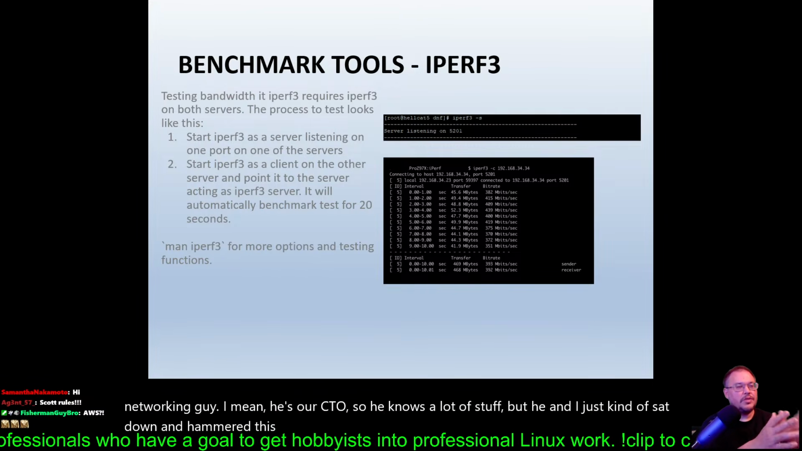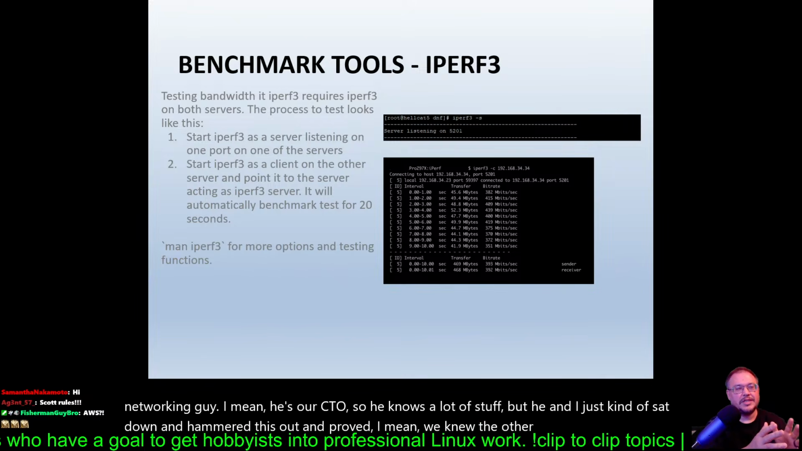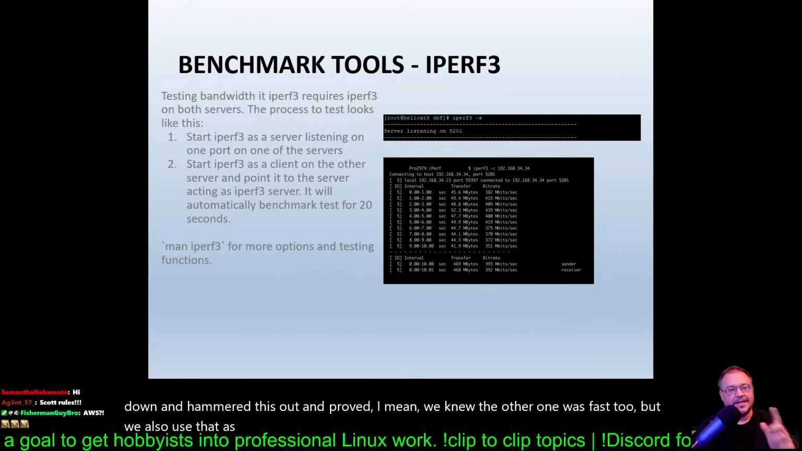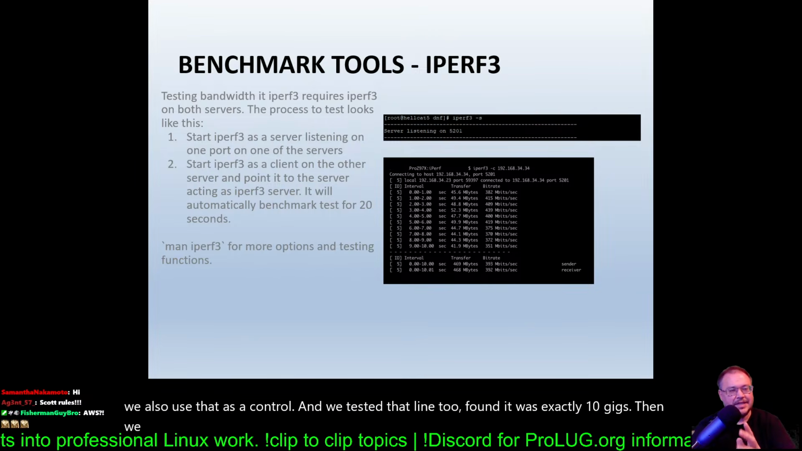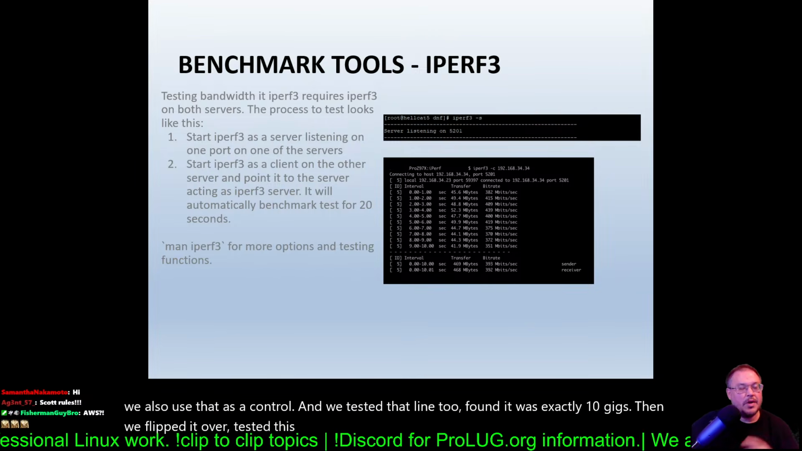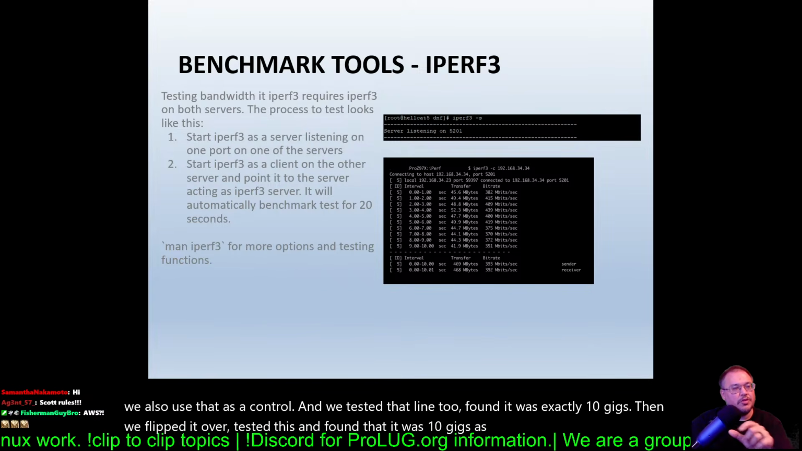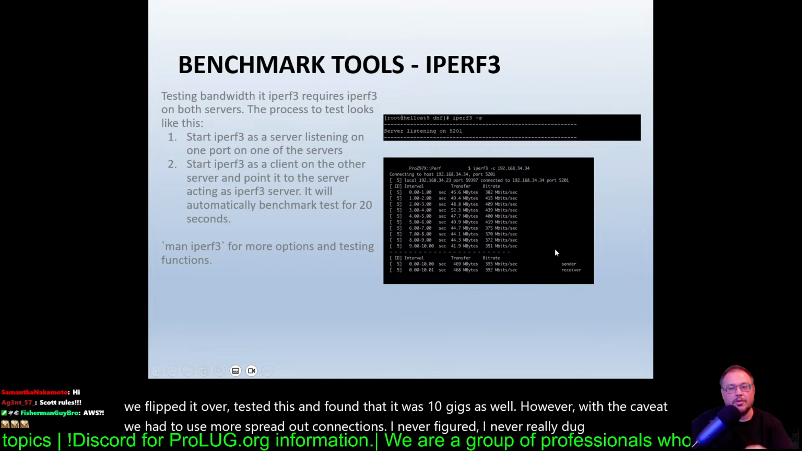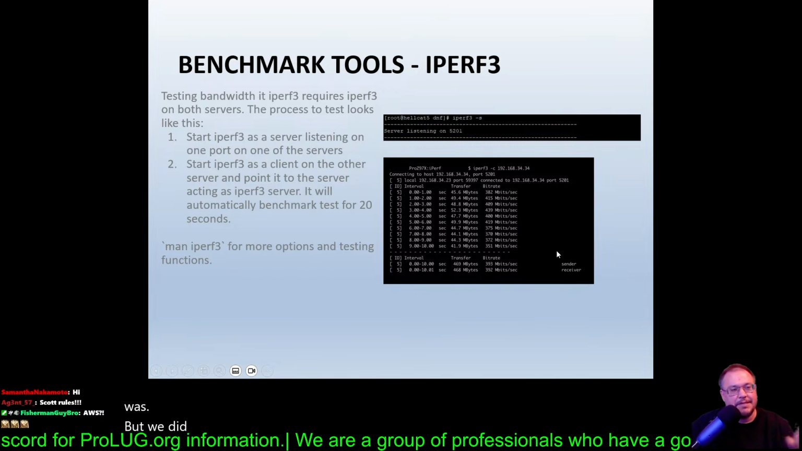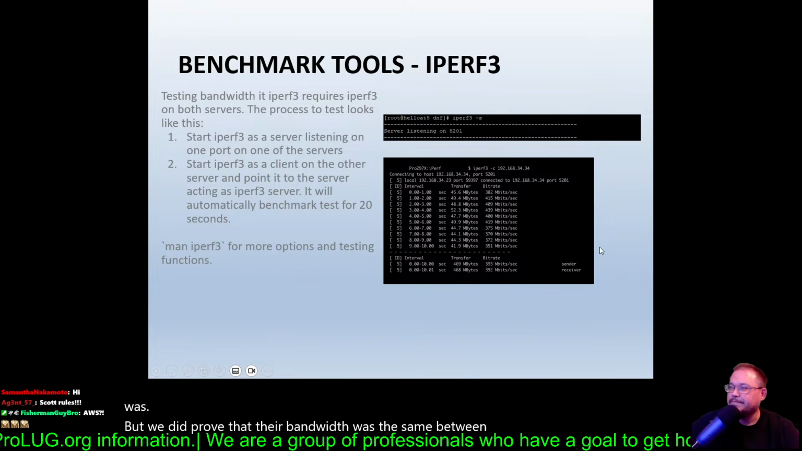I mean, we knew the other one was fast too, but we also used that as a control, and we tested that line too, and found it was exactly 10 gigs. Then we flipped it over, tested this, and found that it was 10 gigs as well. However, with the caveat that we had to use more spread out connections. I never really dug into why that was, but we did prove that their bandwidth was the same between the two links, right?